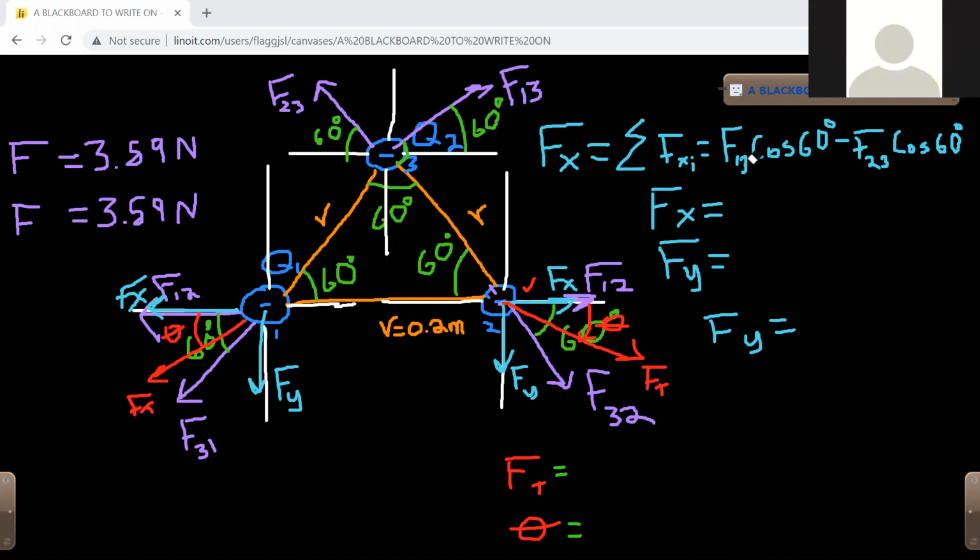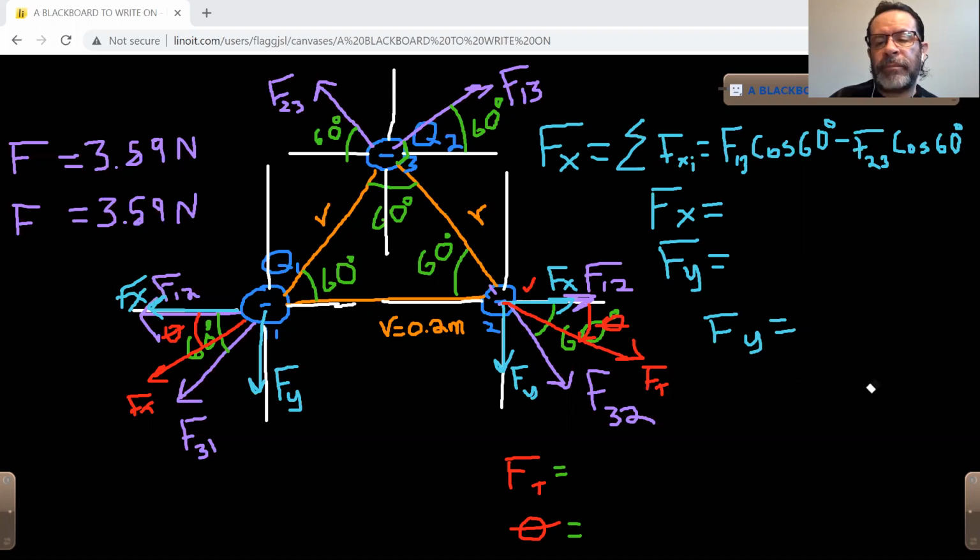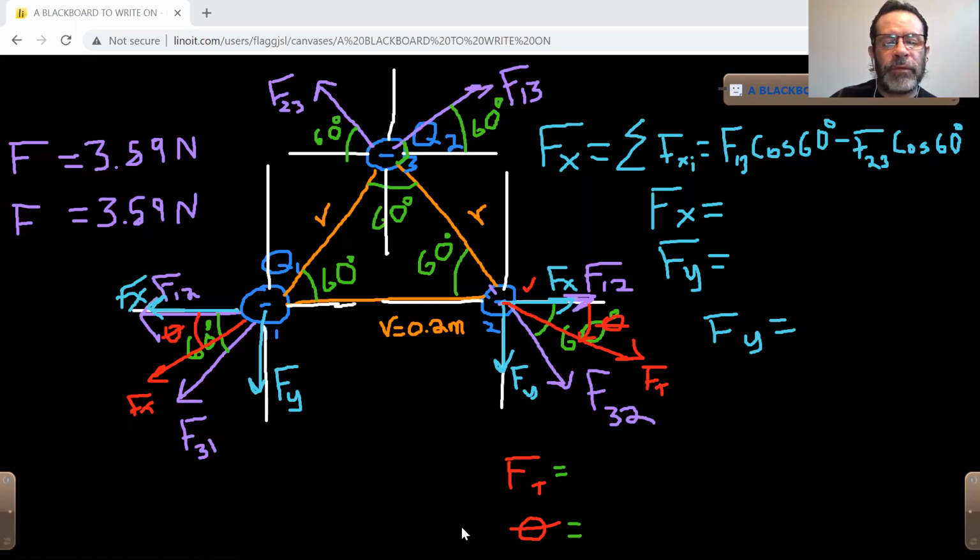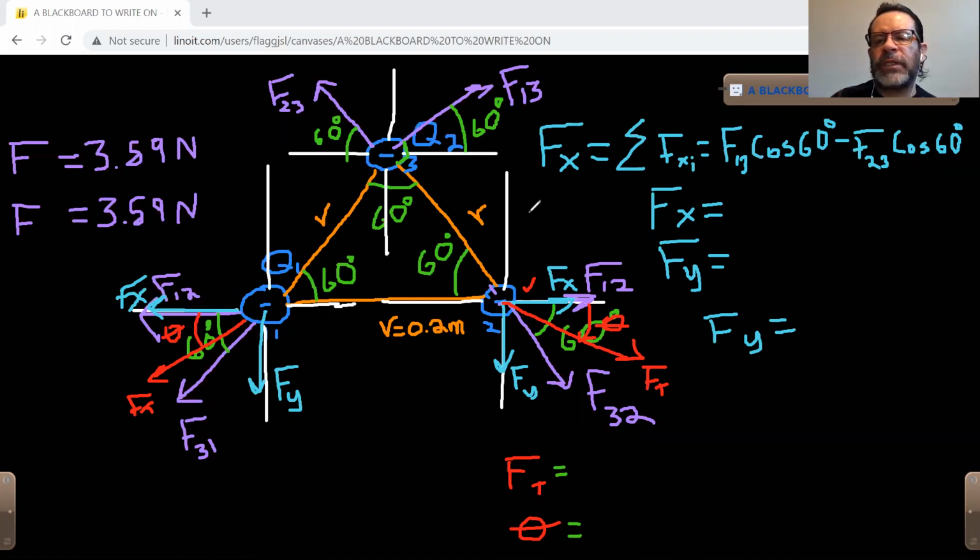Okay, so it's 60, and it would be F13 cosine of 60 minus F23 cosine of 60, and F13 and F23 are exactly the same values that we calculated before. We can see that in the diagram: the X forces are going to cancel each other out. So the total X force is going to be 0.